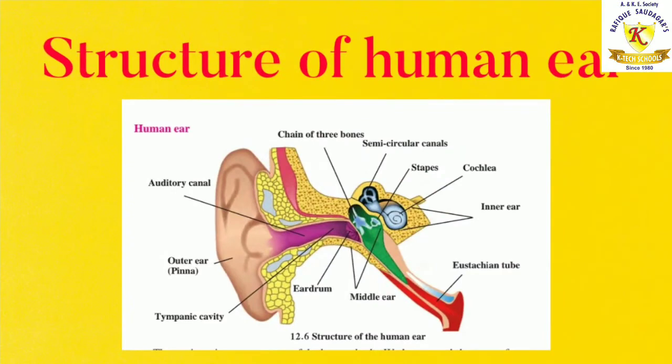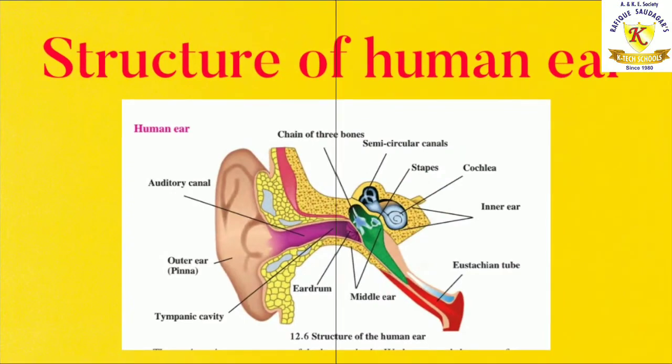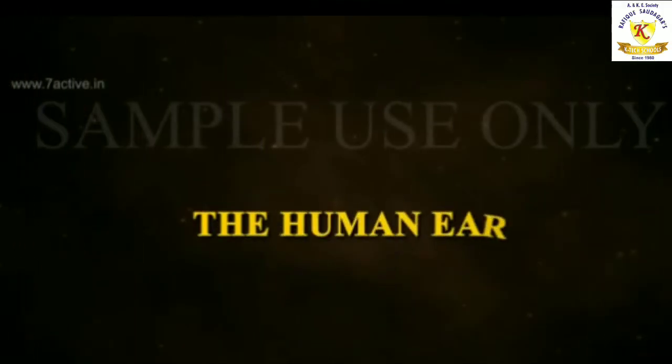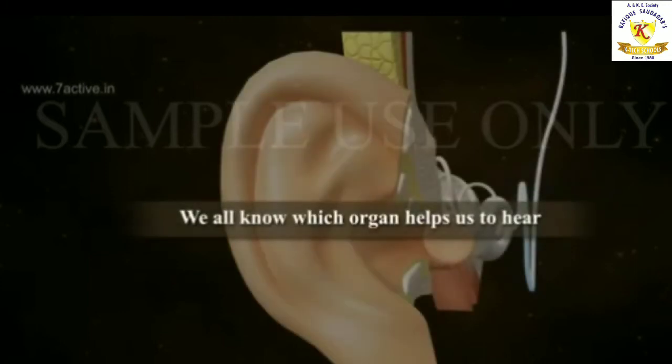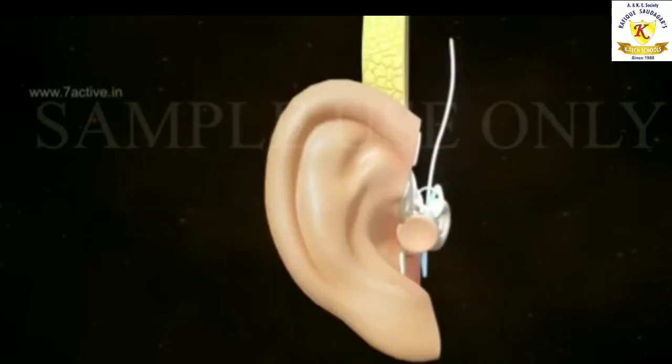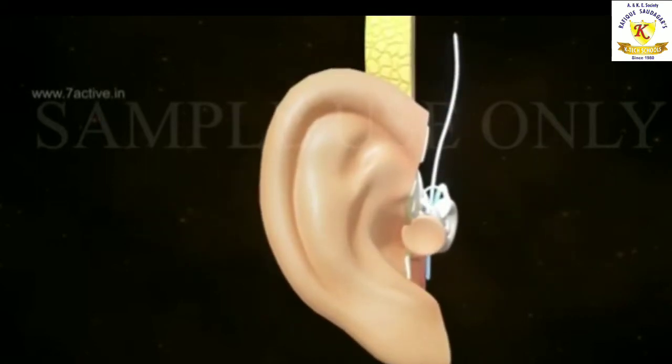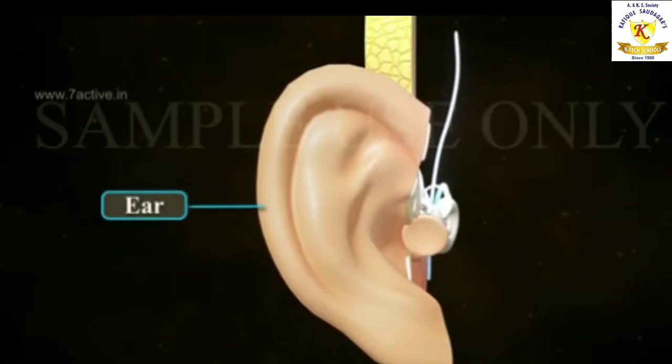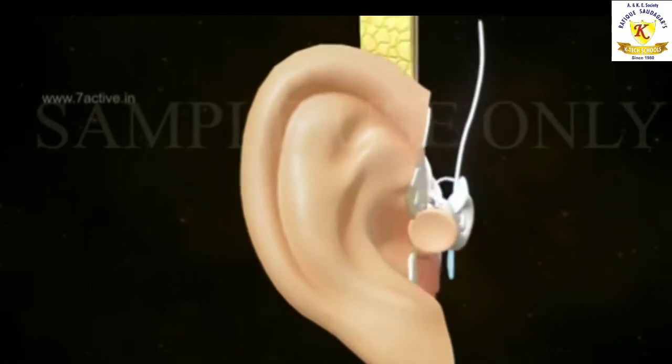Next we shall study the structure of the human ear. So let's see the structure of the human ear. We all know, children, which organ helps us to hear? Ear is a sensitive device which functions with hearing, right? So it is an important organ.